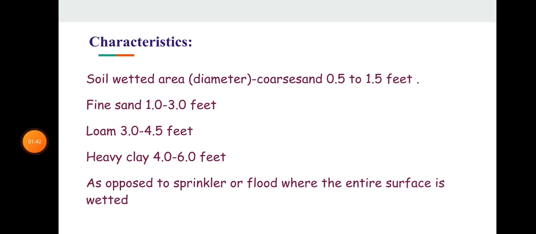Next, we are seeing the characteristics of drip irrigation. You can see the localized application of water. Loam has a soil wetted area diameter of 3.0 to 4.5 feet, fine sand 1.0 to 3.0 feet, and heavy clay 4.0 to 6.0 feet, as opposed to sprinkler or flood irrigation where the entire surface is wetted.